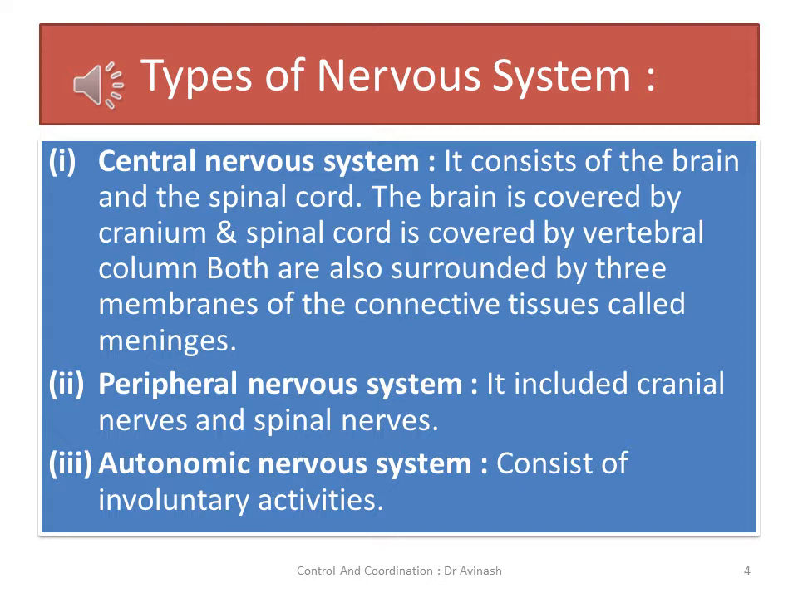The brain is covered by the cranium, a bony box. We have seen in 7th standard that our brain is protected with the help of a bony box called the cranium, and the spinal cord is covered by the vertebral column as it runs through the vertebral column.